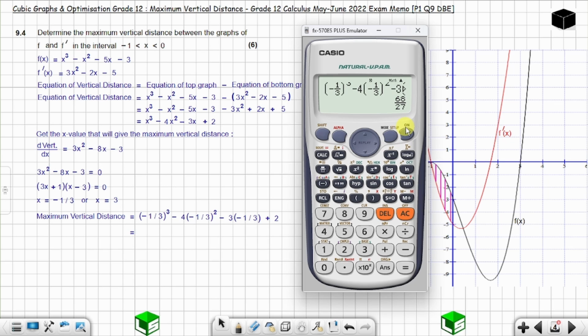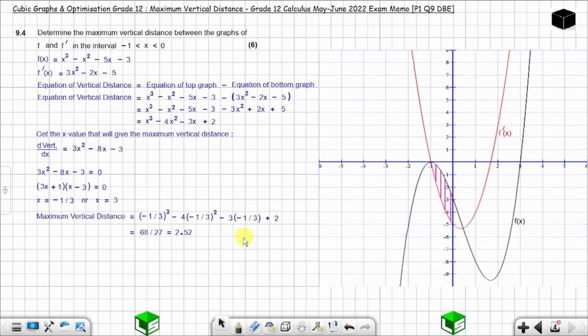This is equal to 68 over 27. Okay, 68 over 27 is equal to 2.52. Right, 2.52. So this is your final answer. This is the maximum vertical distance on this interval. Okay, so we are done with question 9 from May/June 2022. Okay, until next time, I will talk to you soon.